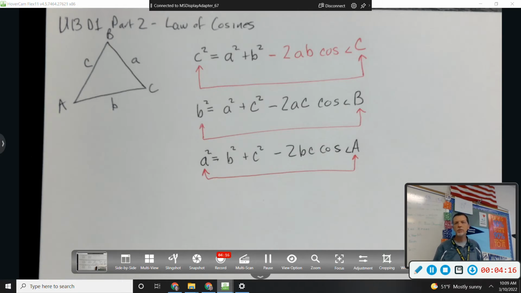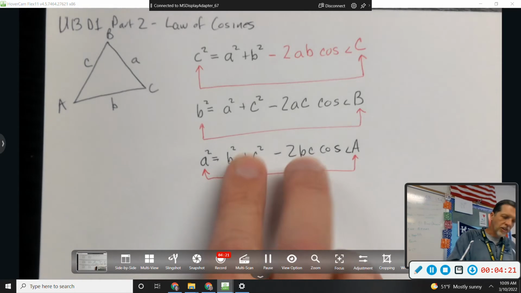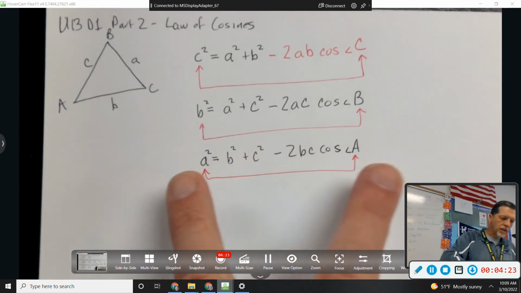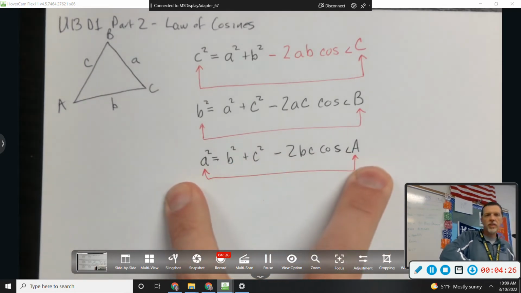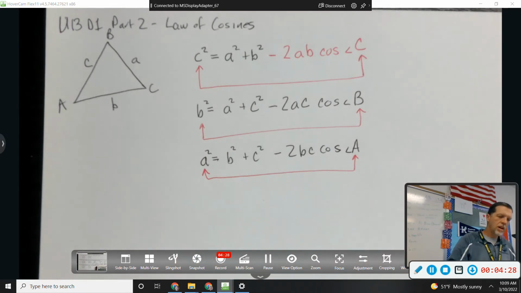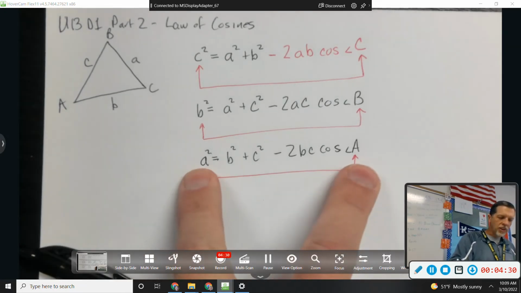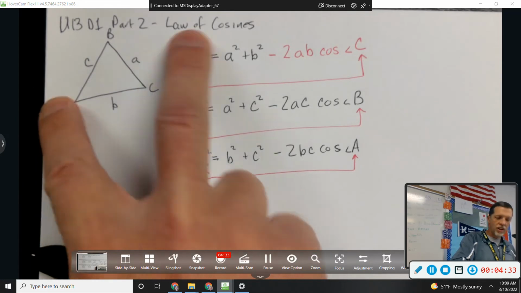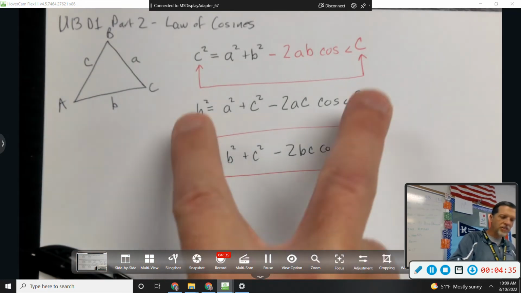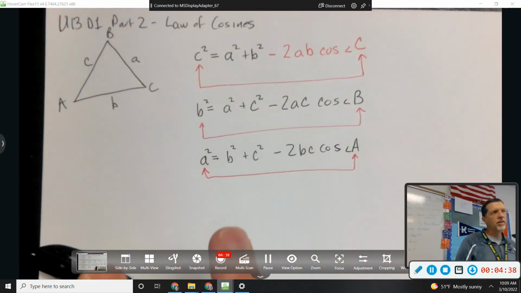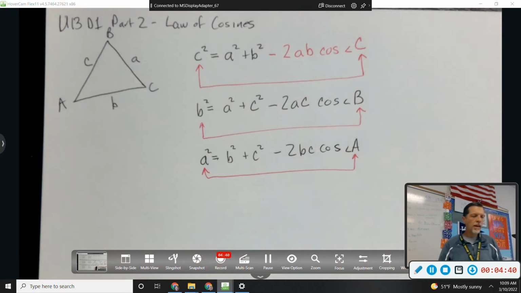A squared equals b squared plus c squared minus 2 times the two sides that are on this side already times the cosine of the angle opposite the other side. Another way to say it is angles and sides are opposite of each other in the picture. Angles and sides are opposite of each other in the equation. Again, we're not going to give that to you, but you're going to use it often enough that I hope it just gets stuck in your brain, an accidental memorization.